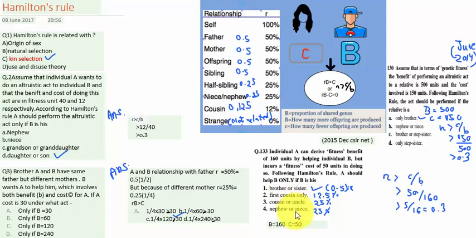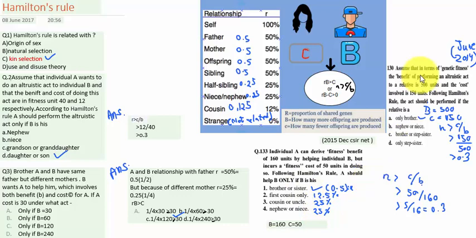As in all other cases, the r in first cousin only is 12.5%. In cousin or uncle it is 25%. In nephew or niece it is 25%. So the closely related answer is brother or sister.